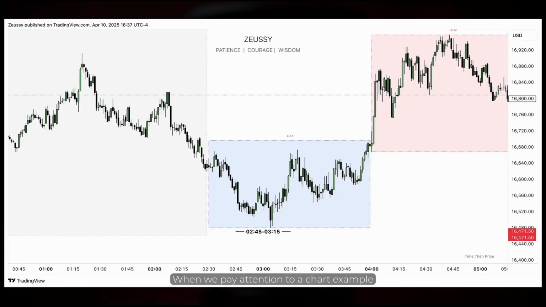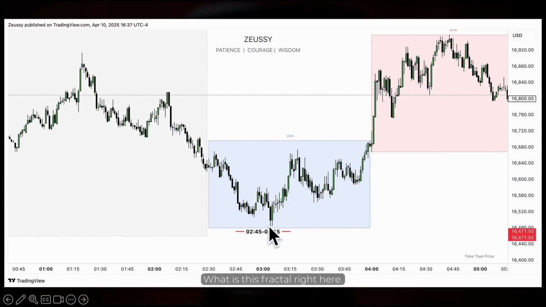When you pay attention to a chart example then, in front of you, you can see a London session delivery. What you can see is that throughout the other part of the Asia session, the market expanded towards the downside, and then eventually the market from 2:45 to 3:15 a.m. began. Notice that we see the market expand towards the downside, form this low, retrace, and we then have one more push towards the downside.